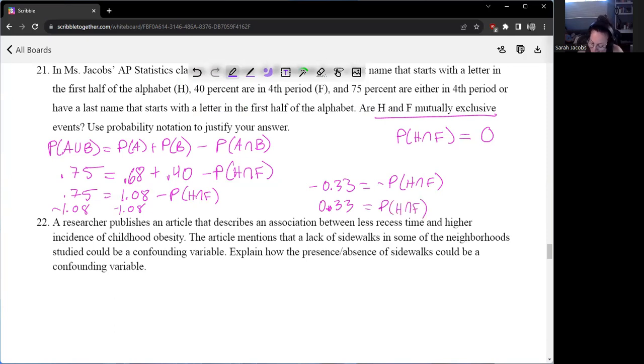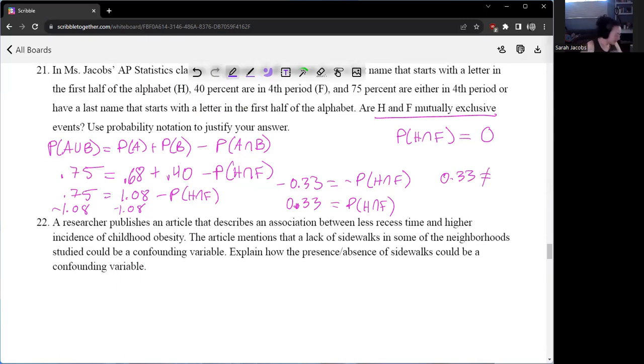All right. Since this is not equal to 0, so 0.33 does not equal 0, H and F are not mutually exclusive or disjoint.